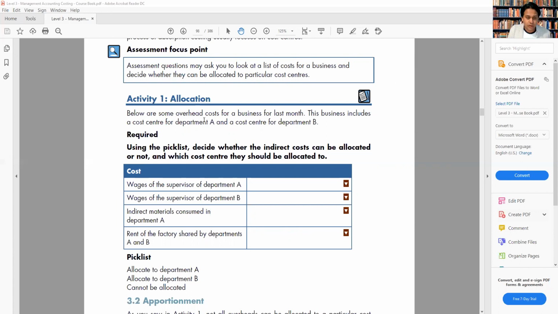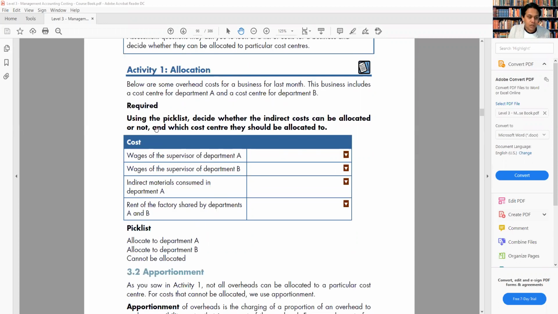Below are some overhead costs for a business for the last month. This business includes a cost center for department A and a cost center for department B. So we have two cost centers, A and B. Now let's have a look. Using the pick list, decide whether the indirect cost can be allocated or not, and which cost center they should be allocated to. So they give us some costs, and they are asking us which cost can be directly allocated, which cost cannot be directly allocated. We have two departments, department A and department B. So we need to see that.